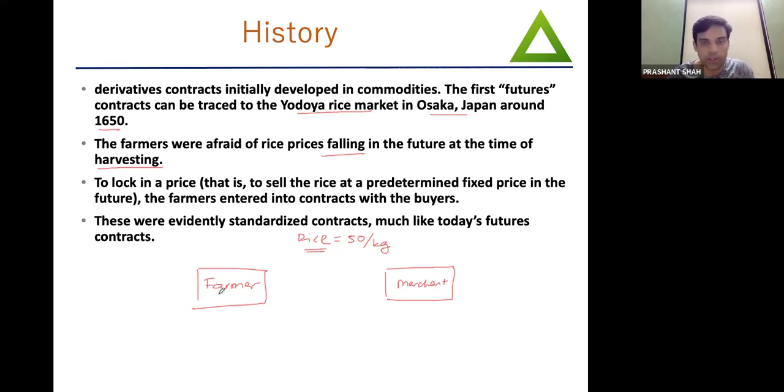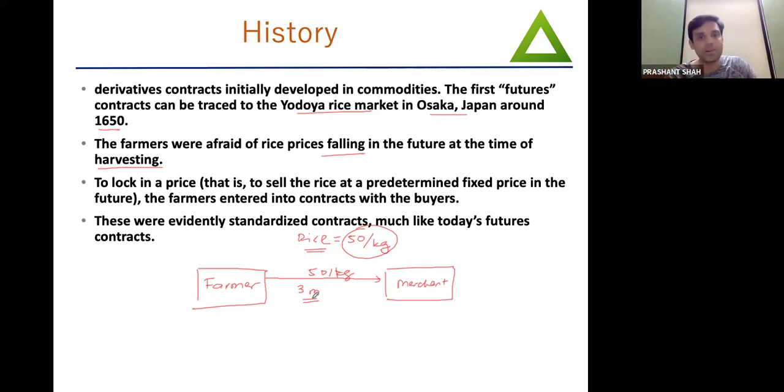So, the farmer is worried about what? The fall in price. That has been the reason, and the merchant comes to know that he's worried. So he enters into a contract with the merchant, wherein he agrees to sell the rice at a fixed price of 50 rupees per kg. This is the price predefined today. And after 3 months, when the rice is ready, the farmer will sell the rice to the merchant at a price defined today, that is 50 rupees per kg.